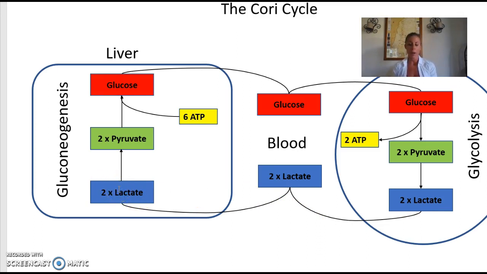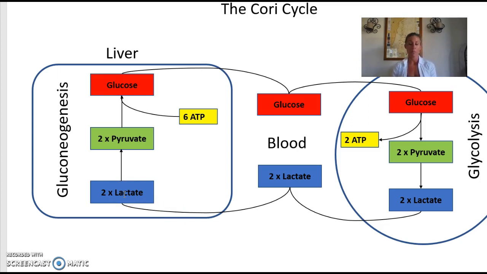Muscles convert the pyruvate into lactate using the enzyme lactate dehydrogenase. This is important to regenerate and maintain the NAD+ needed for glycolysis. So going in through here from glycolysis, taking it in through the blood, and then again we're back into gluconeogenesis. Lactate produced in the muscles is taken up by the liver, where gluconeogenesis occurs.